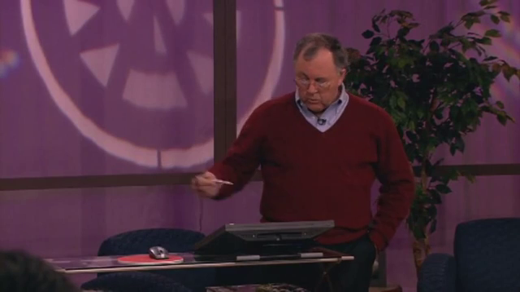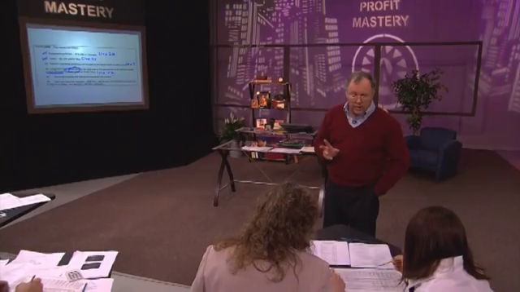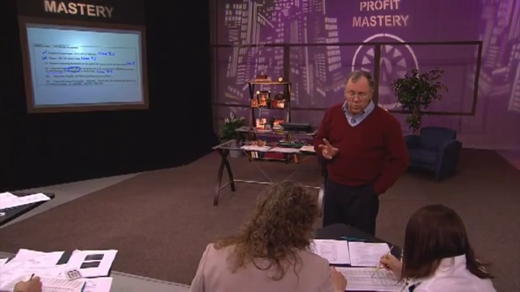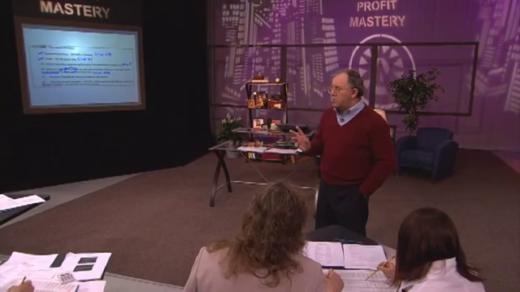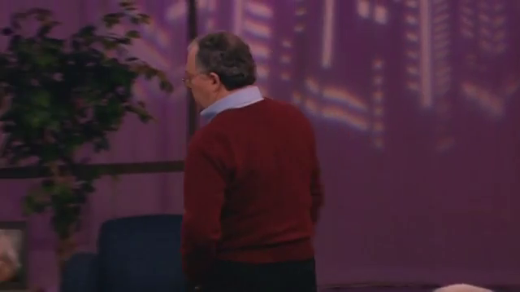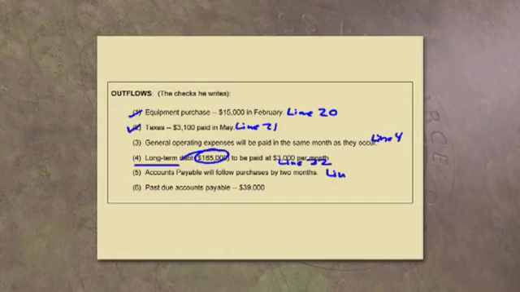Accounts payable. We'll follow purchases by 2 months. You with me? And what line are we tracking his purchases on? Line 12. We're going to buy it on line 12. We're going to pay for it on what line? Accounts payable. What line? Line 17. Line 17.